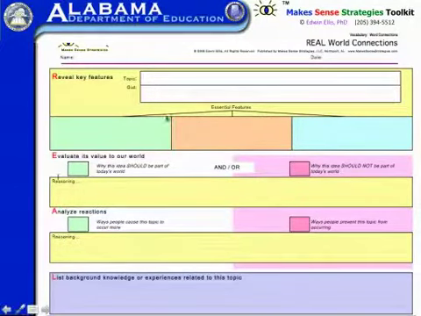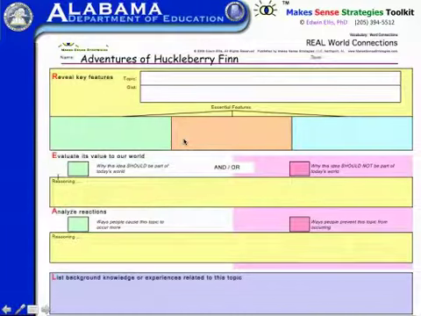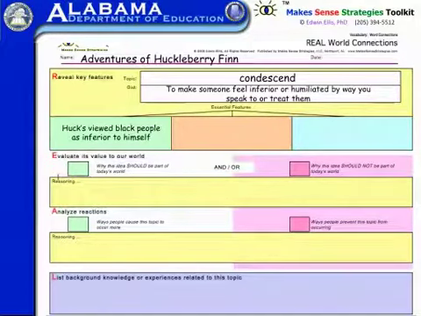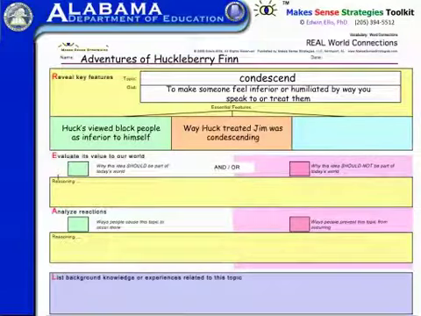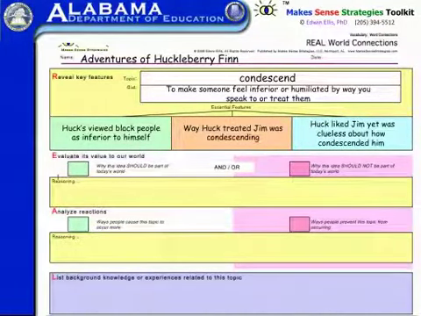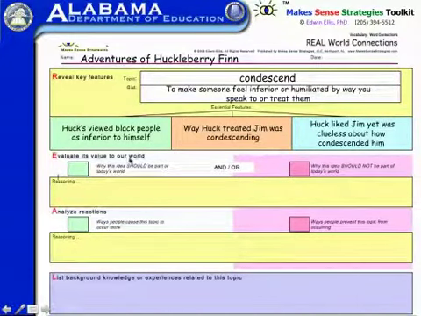And so evaluate, let's just take a look at how that looks. So let's say we're doing Huck Finn, and the word is condescend. And that's to basically make someone feel inferior or humiliated by the way you speak or treat them. And so some key details or features is Huck viewed black people as inferior to himself. The way Huck treated Jim was condescending, and Huck liked Jim, yet was clueless about how condescending he was toward him.